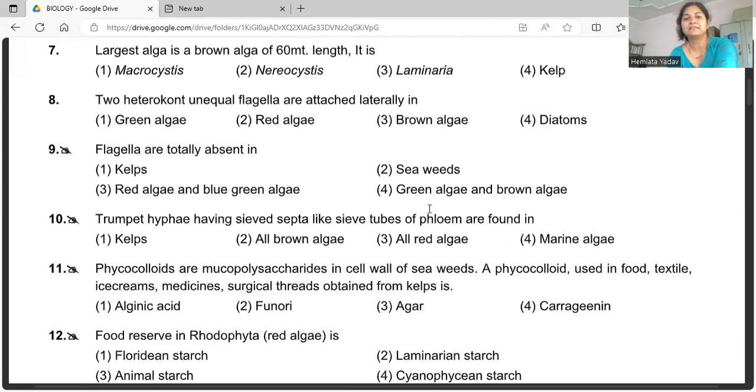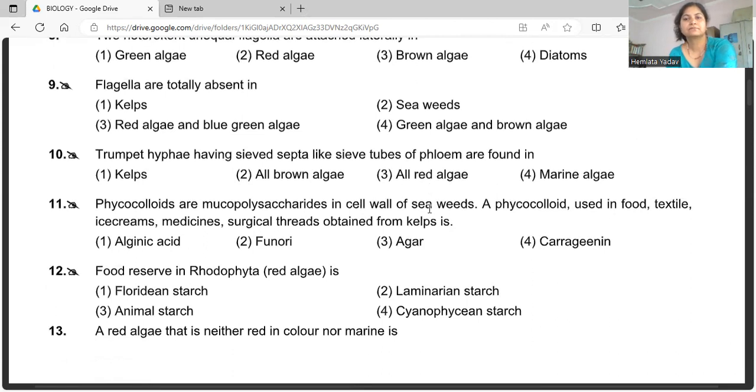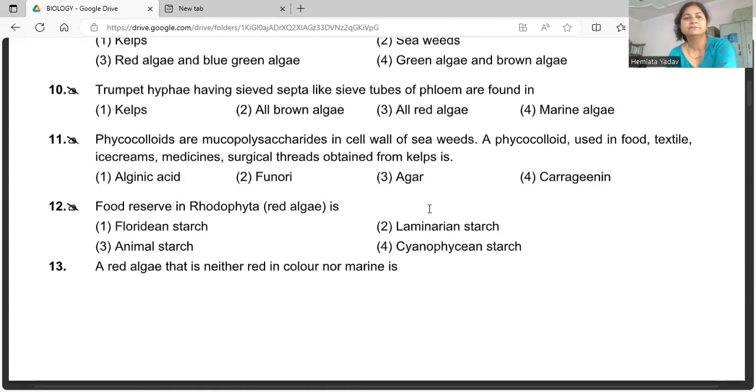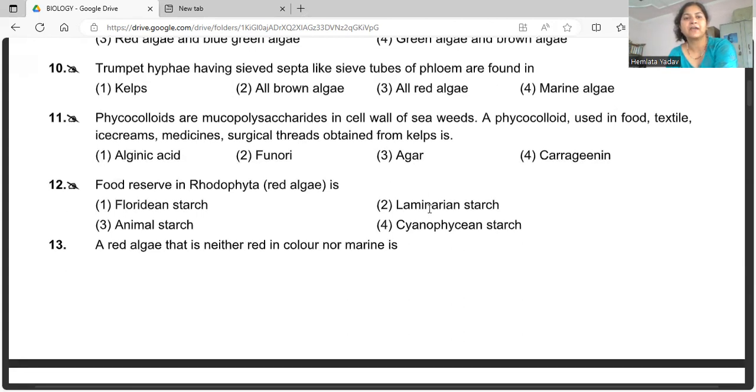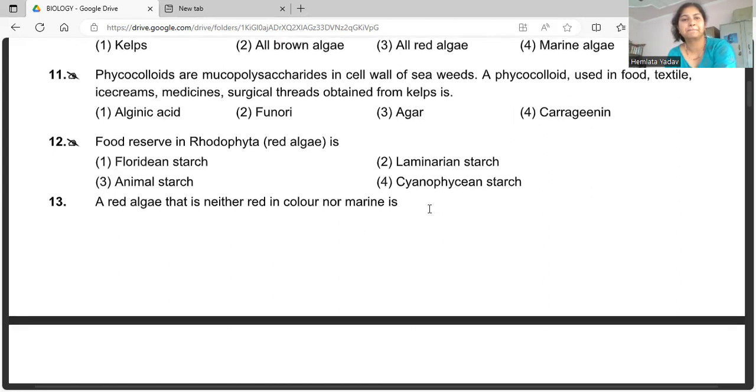In which do two unequal flagella remain laterally attached? These are in the brown algae. Flagella are totally absent in the red and blue-green algae. Trumpet hyphae having sieve septa like sieve tubes of the phloem are found in which? Sieve tubes in the phloem have sieve septa. So these we can find in the largest marine algae.